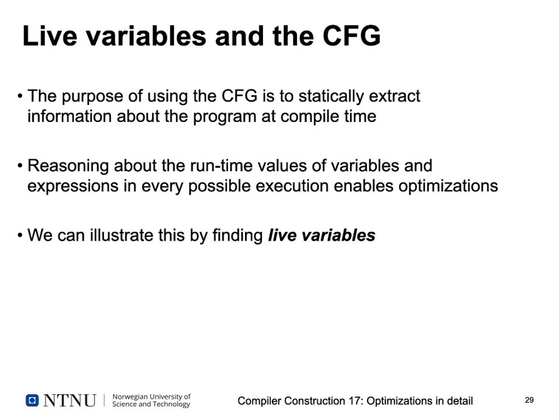Now that we have constructed the control flow graph, we can begin to use it for analysis of our program. So the purpose of using this control flow graph is to statically extract information about the program at compile time. So the first thing we want to do is reason about runtime values of variables and of expressions in every possible execution, because this is the basis to enable optimizations. And we will first illustrate this by actually finding the live variables inside of our program.